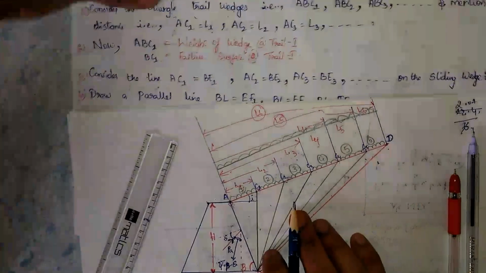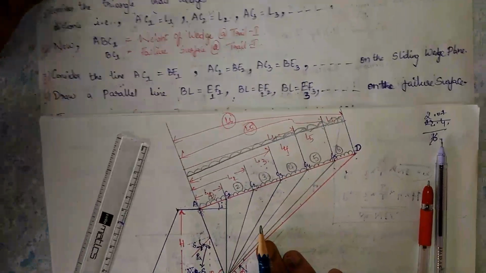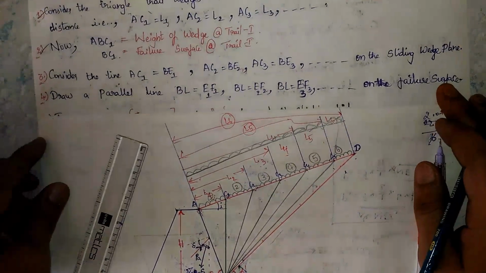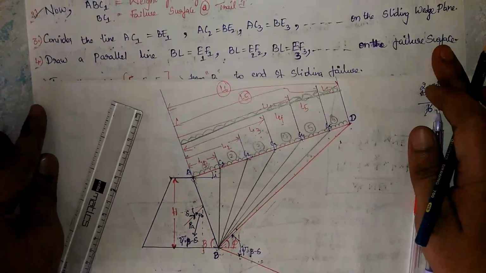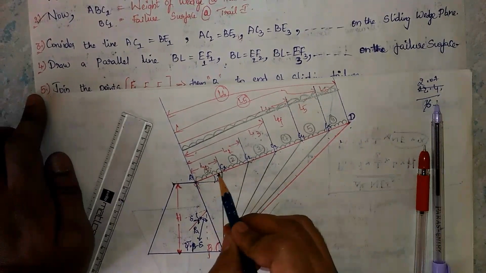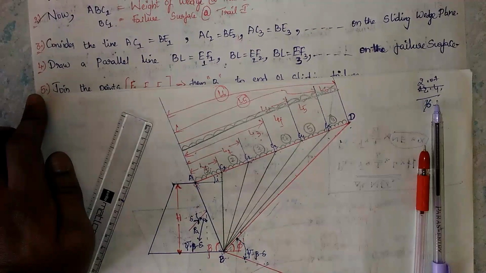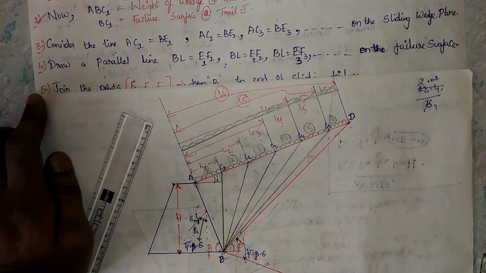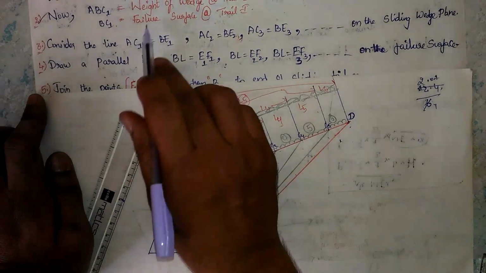So we have completed points 1 and 2. Next, the third point: now consider the line AC1 equals BE1.